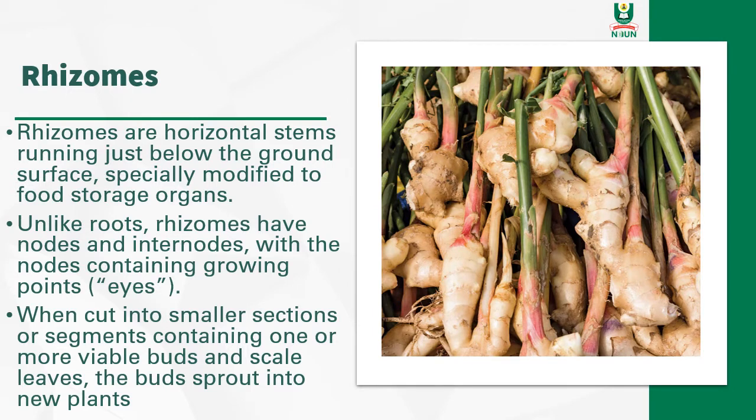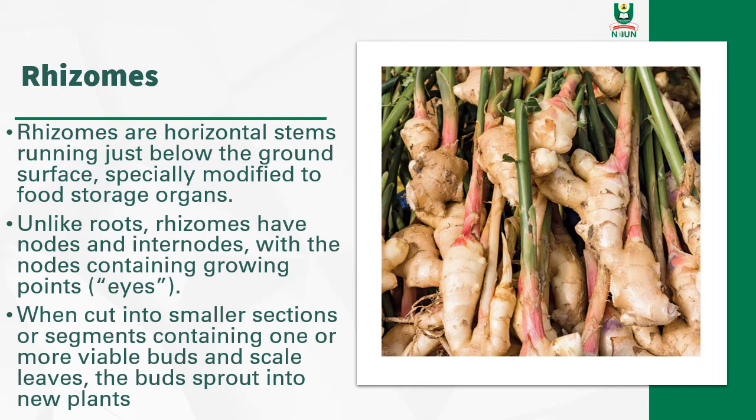The next slide is talking about the rhizomes, which is another propagating material, and they are horizontal stems running just below the ground. That is what rhizomes are. They are horizontal stems running just below the ground surface, specially modified to store food. They are food storage organs. This is what they look like.